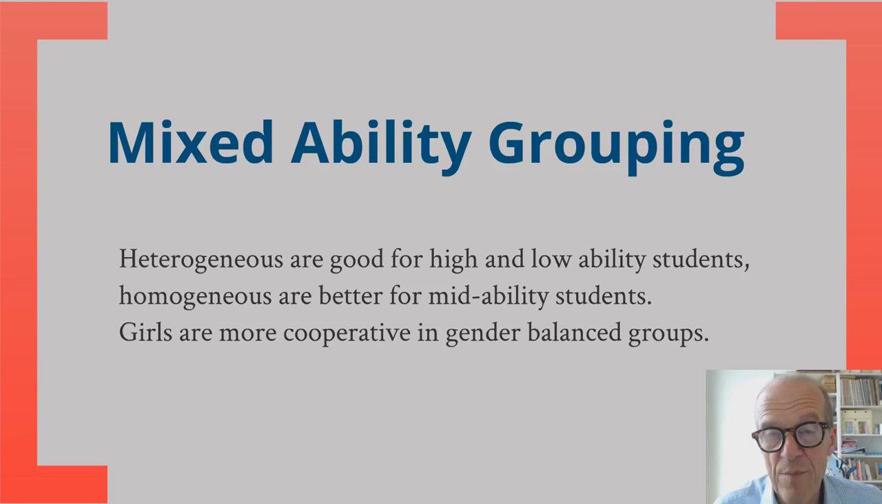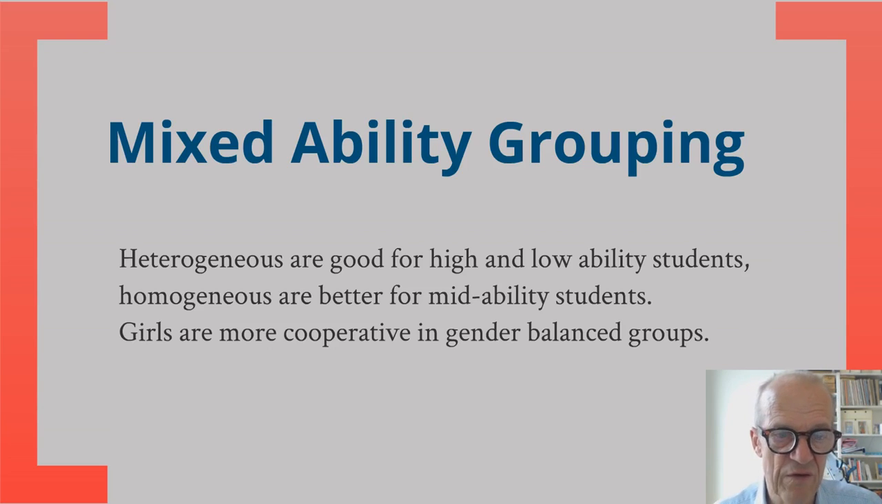So low ability students may, in a heterogeneous group, benefit from the high ability students, and these high ability students may, in fact, benefit, as we saw, from the fact that they train or teach the low ability students. So that might be the mechanism behind the better outcomes of these high ability groups. Whereas when the group has a very average level of performance, then homogeneity is better than heterogeneity.